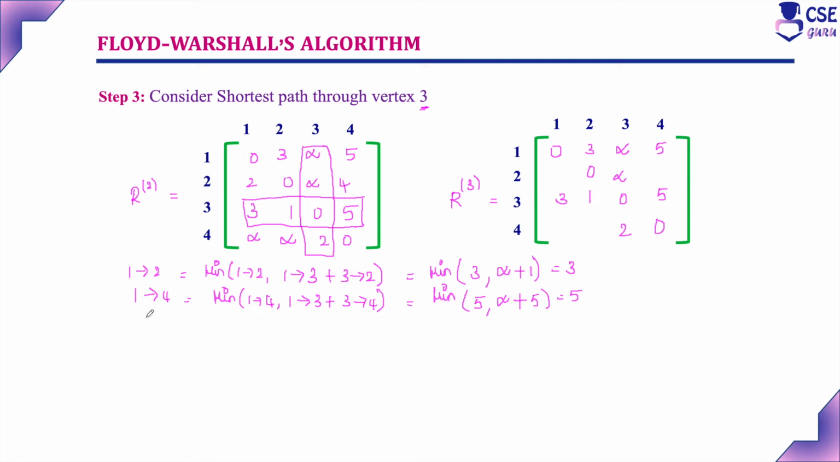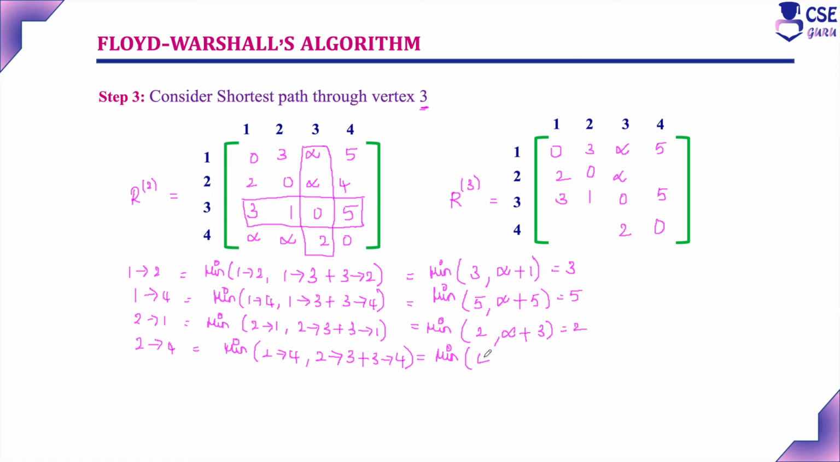Next 2 to 1. Minimum of 2 to 1 through the vertex 3. So 2 to 3 plus 3 to 1. So 2 to 1 the value is 2, and 2 to 3 it is infinite plus 3 to 1 the value is 3. So we will get it as 2 only. Next 2 to 4 we need to find. Minimum of 2 to 4, comma, intermediate path is vertex 3. So 2 to 3 plus 3 to 4. So 2 to 4 the distance is already 4, and 2 to 3 is infinite plus 3 to 4 is 5. So we will get it as 4 only.